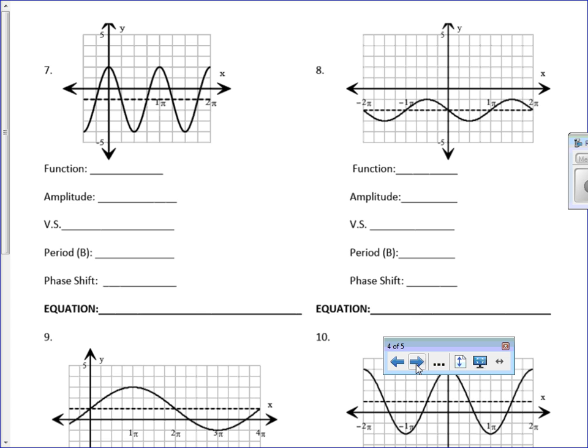Oh, they're so nice. They gave us the middle and everything. This is great. So when you're looking at number 7, go ahead and mark where you touch the y-axis. That is a max, a min, or a middle. It's a max, so that means I know I'm going to be using a positive cosine function.